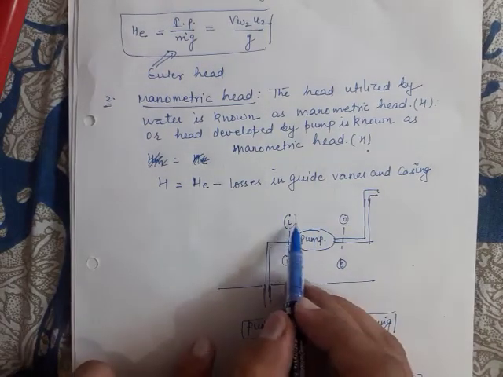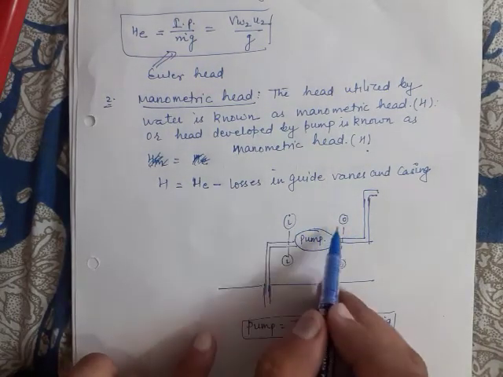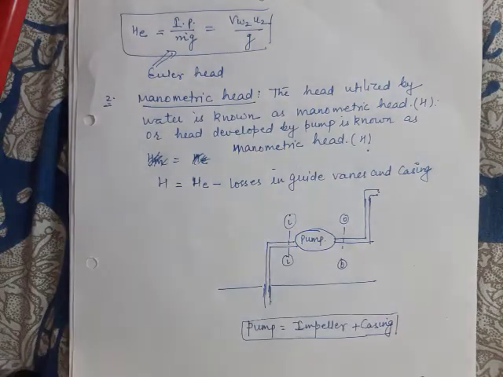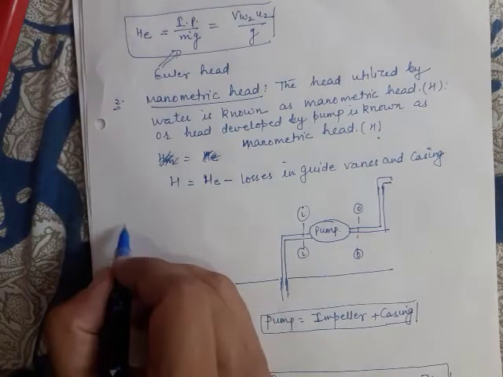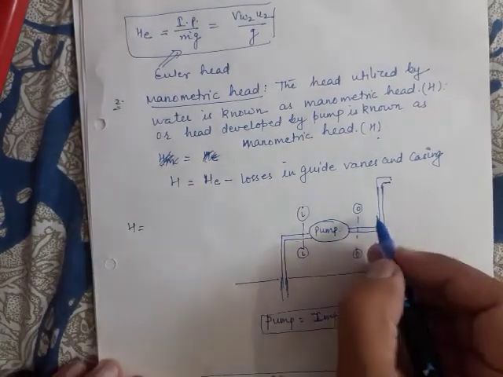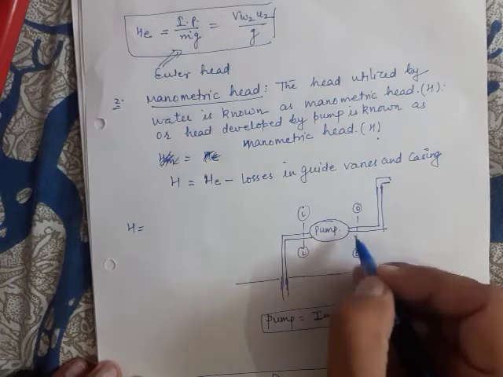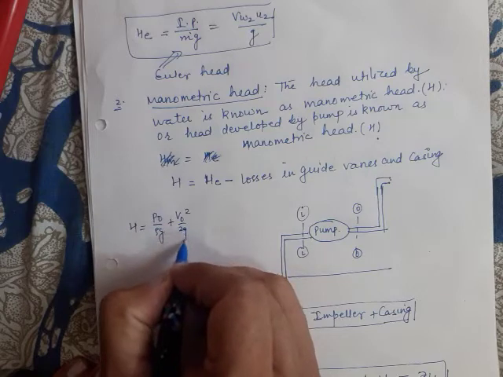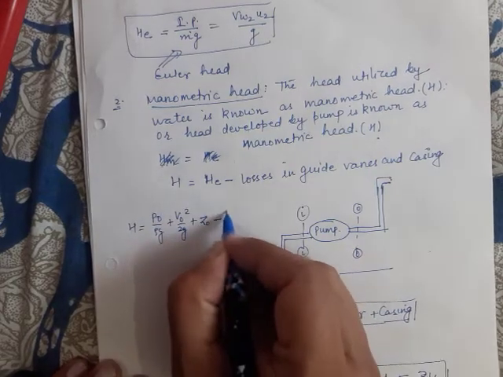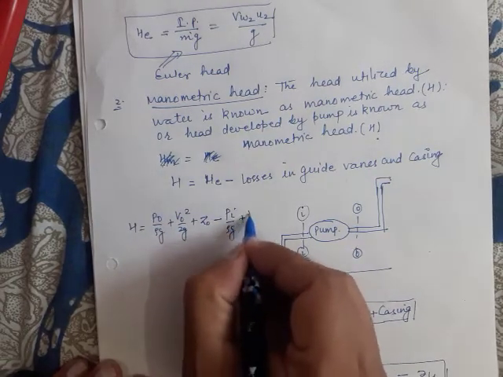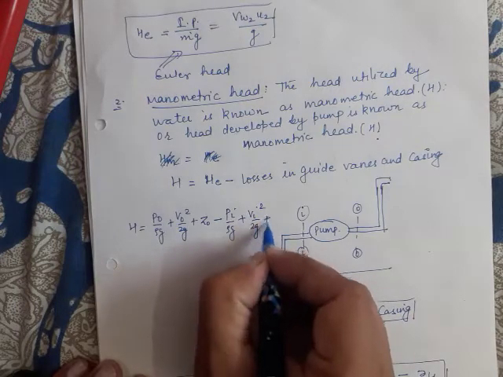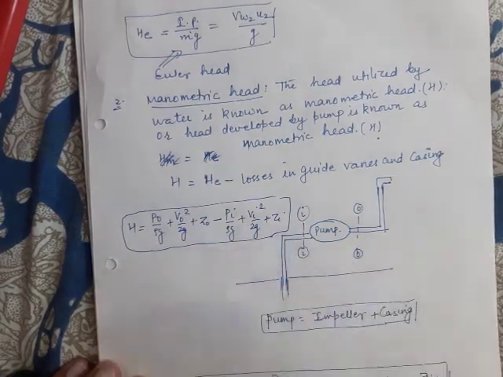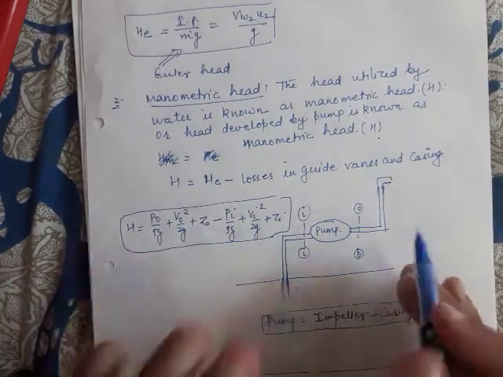Whatever head has been developed by the pump is the difference of head between section O and section I, which is the manometric head. The manometric head can also be defined as the total head at the exit of the pump, P0 by rho g plus V0 square by 2g plus Z0, minus Pi by rho g plus Vi square by 2g plus Zi. This is the total head which has been developed by the pump. The pump has developed this much head.